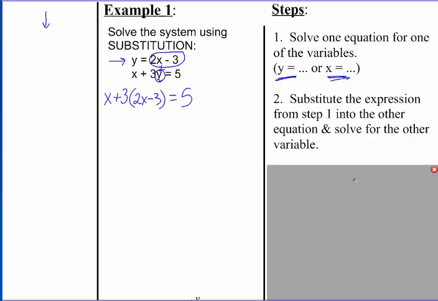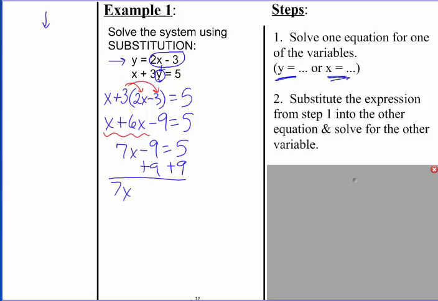So we need to solve this now. We will use the distributive property first. So x plus 6x, and don't forget the 3 times negative 3, so that's negative 9, equals 5. We can put the x's together. So that's 7x minus 9 equals 5. Add 9 to both sides. So 7x equals 14. Divide by 7. x is equal to 2.